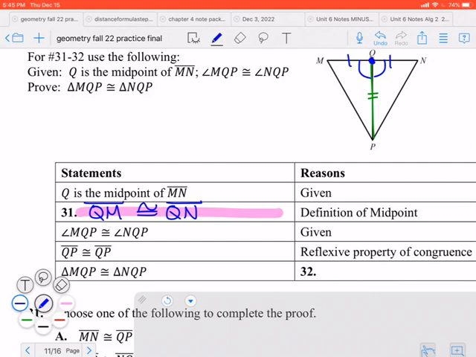Then we list MQP is congruent to NQP by given. And then there we see it, QP is congruent to QP by the reflexive property. Therefore, triangle on the left congruent to triangle on the right, which is what we're supposed to prove, and that is by side, angle, side.